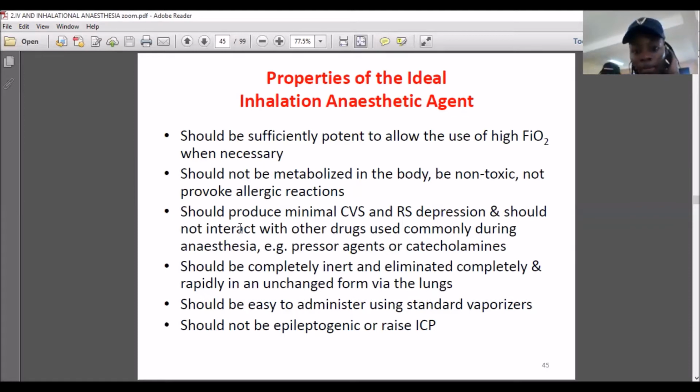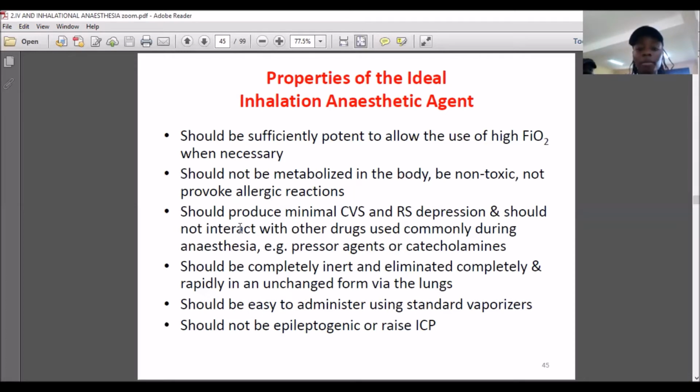Should not be metabolized in the body. Should be non-toxic, nor provoke allergic reactions. Once it is given to you, it has to be released out after the process. Should produce minimal CVS and respiratory system depression and should not interact with other drugs used commonly during anesthesia, e.g., pressor agents or catecholamines. Should be completely inert and eliminated completely and rapidly in an unchanged form via the lungs.